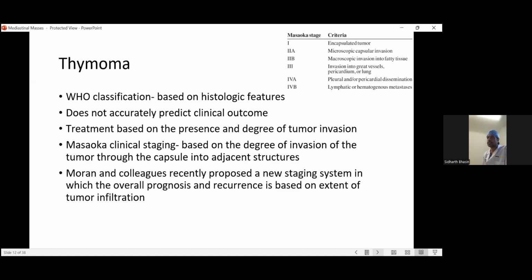So that's pretty much the clinical staging for the thymomas and guides us in the treatment as well. Moran and colleagues recently proposed a new staging system which helps us in the overall prognosis and recurrence, based on the extent of tumor infiltration, but the Masaoka is the one which is more commonly used.